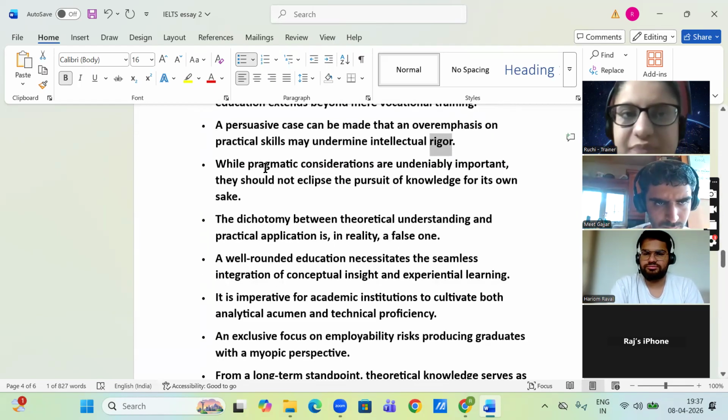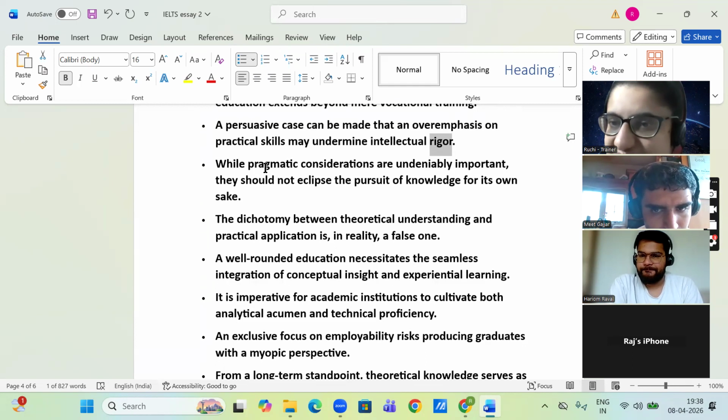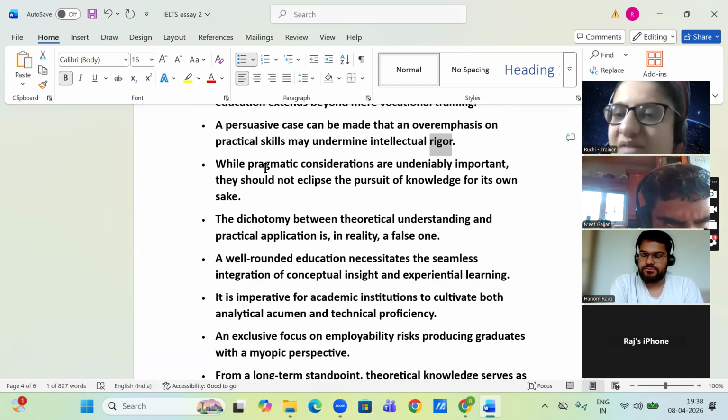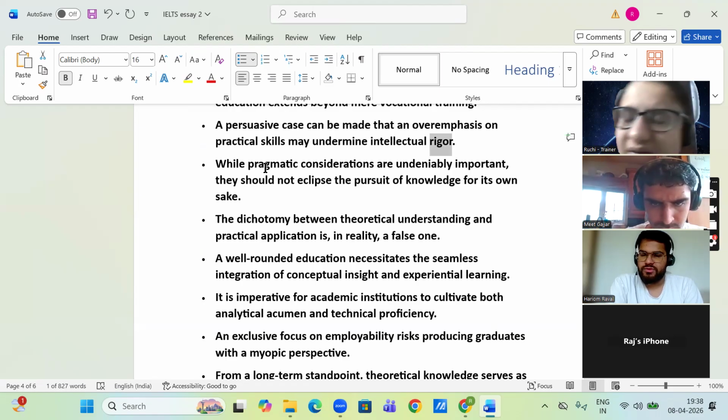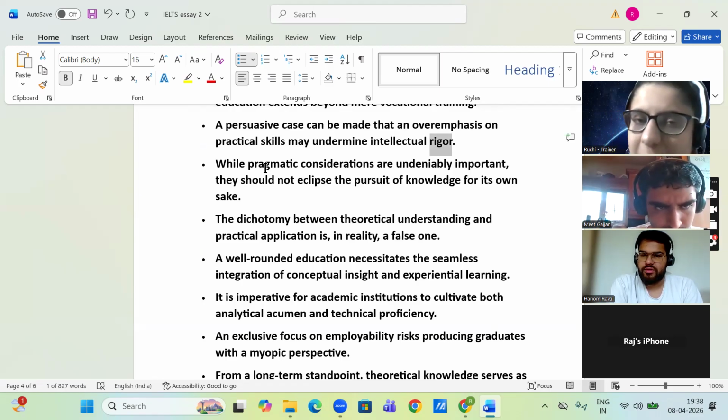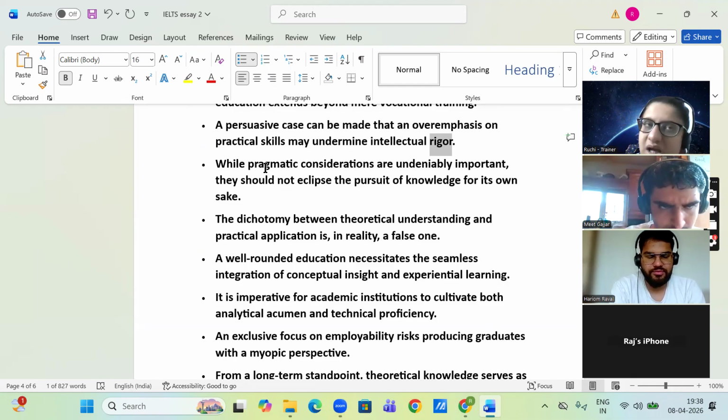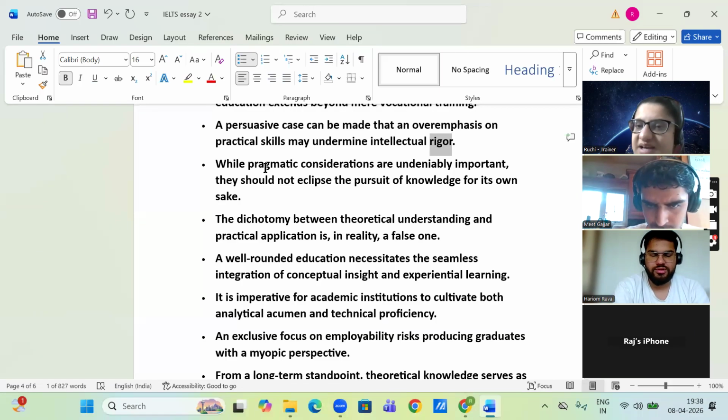Third sentence. While pragmatic considerations are undeniably important, they should not eclipse the pursuit of knowledge for its own sake. Again, lovely word play over here. First write the word pragmatic. We have done this word above, not once but 50 times. Can you guess which word is the synonym of pragmatic? Practical. Very good, practical. This sentence is actually very simple, look carefully.